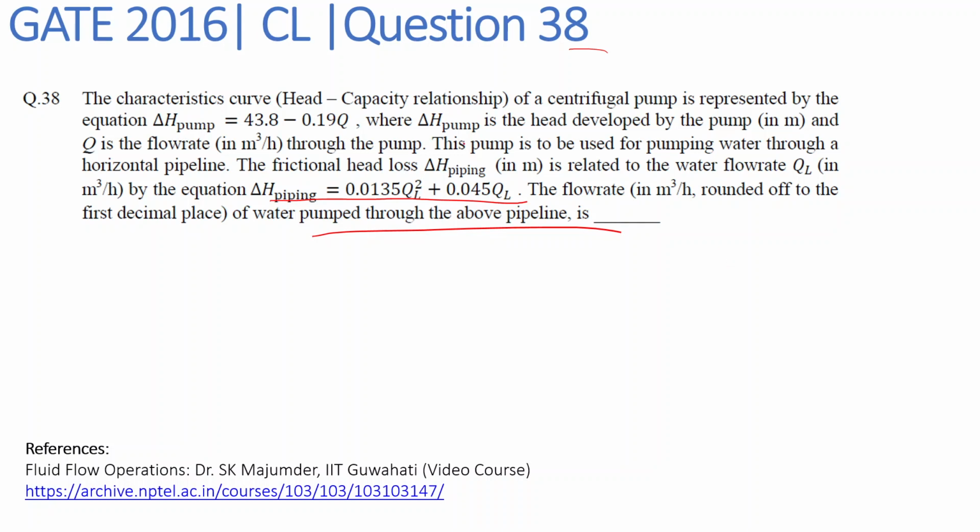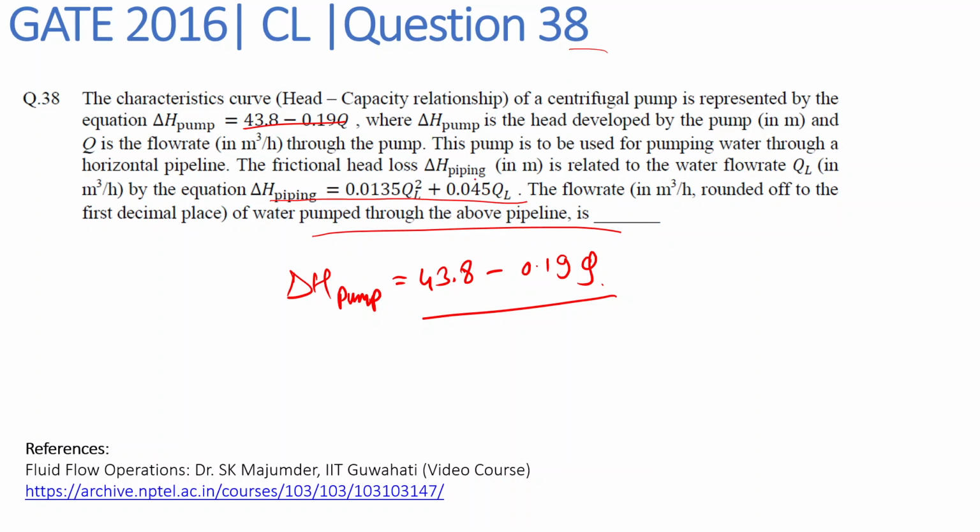So in this question, we have been given the characteristic curve, that is the head capacity relationship of the centrifugal pump. The head capacity relationship is basically the relationship between the pressure head that can be provided by the pump versus the flow rate. So over here, we have been given the delta H pump as 43.8 minus 0.19 Q. This pressure head will be responsible for the flow through the pipeline in which we are using this pump. And ultimately, this pump is used for pumping the water through a horizontal pipeline.